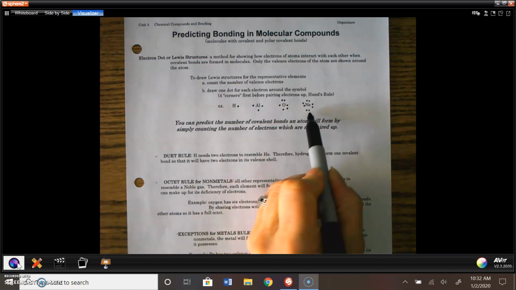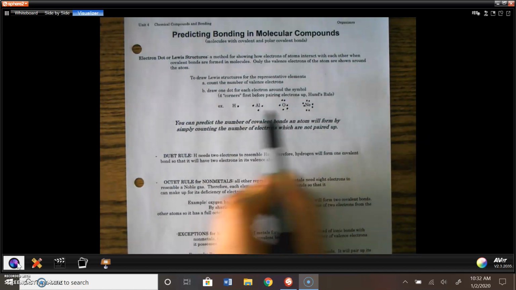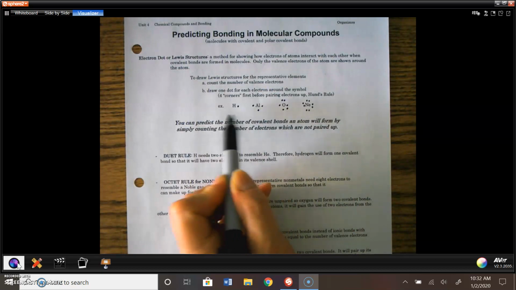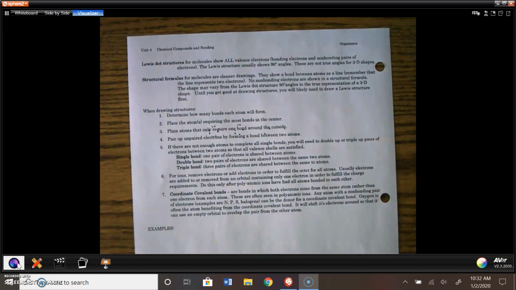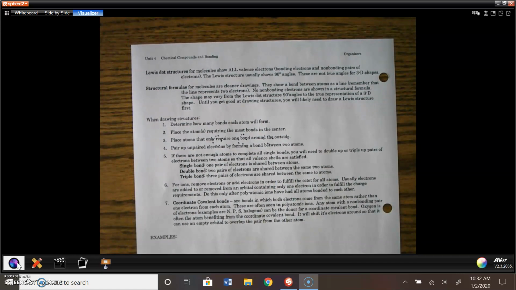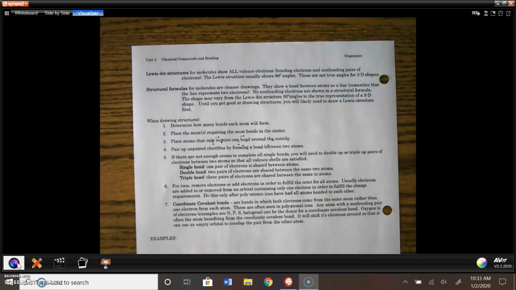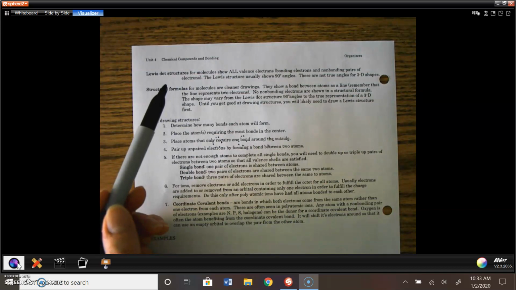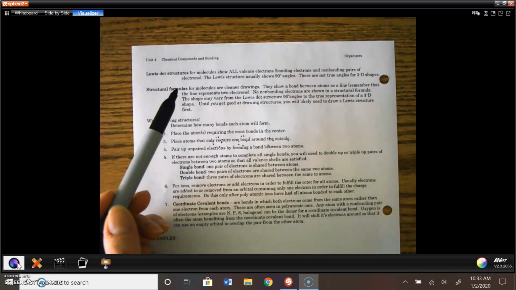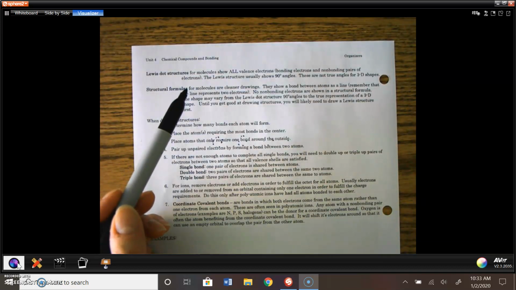So here's the example of our octet rule. Here's the example of exceptions for metal rule, and then here's the duet rule. So let's advance and take a look at what happens when we start putting atoms together to create actual molecules. On the back of your organizer that we started yesterday, you've got some information here. A Lewis dot structure shows all the valence electrons. Even though we're going to draw a line for a bond, those non-bonding electrons are going to be there.